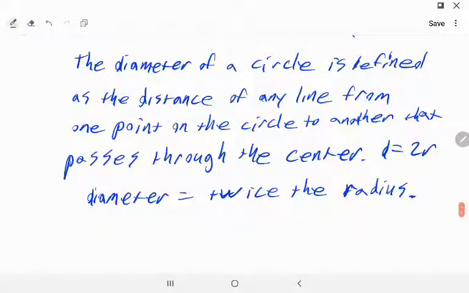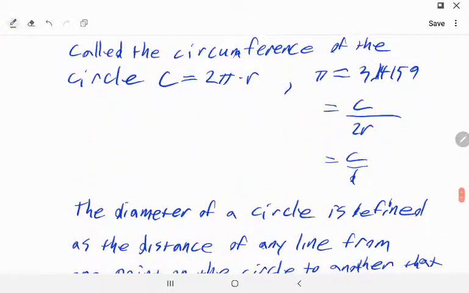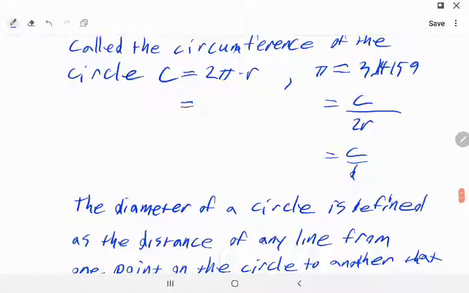And the flip side of that is the radius is equal to the diameter divided by 2. And so we notice that we could also say circumference equals pi times the diameter, or pi times d.